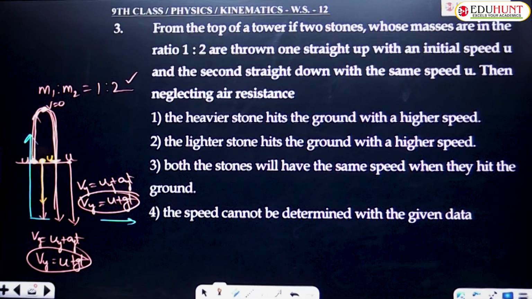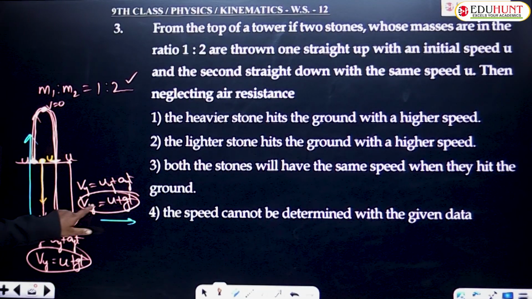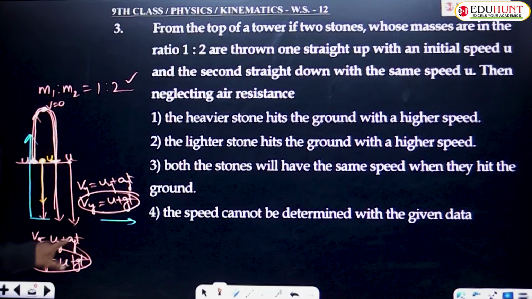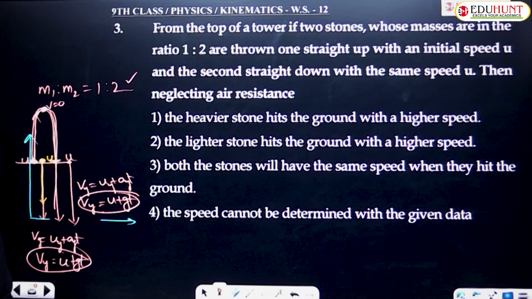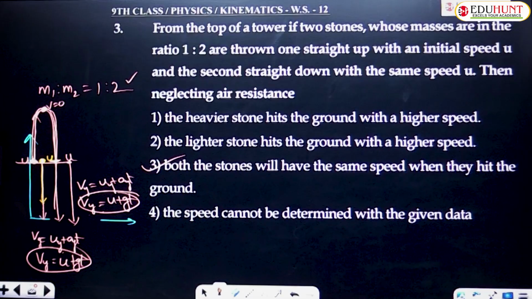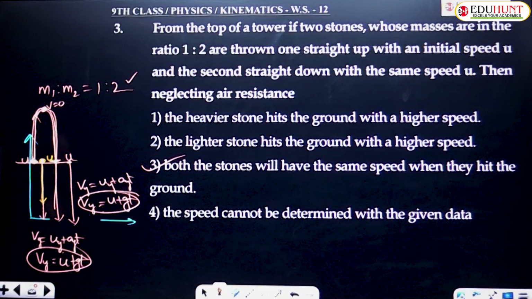Hence we can conclude that both the stones will have the same speed when they hit the ground. Here speed is u plus gt, here also speed equals u plus gt. So the option must be the third option. Both the stones will have the same speed when they hit the ground. Okay children, moving to the next question.